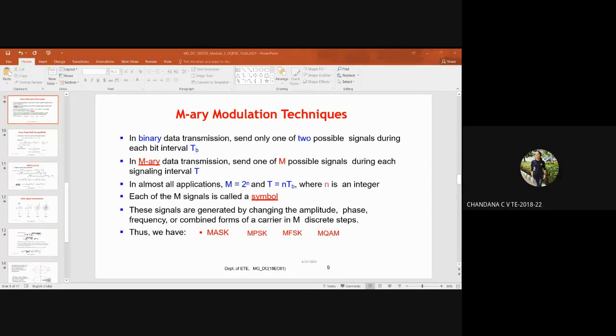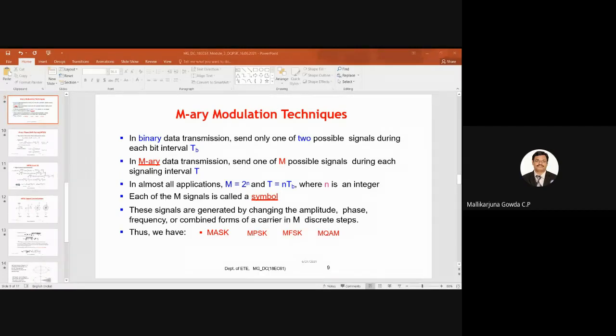Yeah, can you share your understanding about M-ary modulation? Sir, basically, M-ary modulation is a data transmission, like a binary data transmission. M-ary means M possible signals are transmitted whenever we consider the signaling interval T. Whenever we consider M possible signals, one signal will be transferred during the time interval of T. Okay. So how are those M possible signals related? M is 2 to the power of n, where n is an integer.